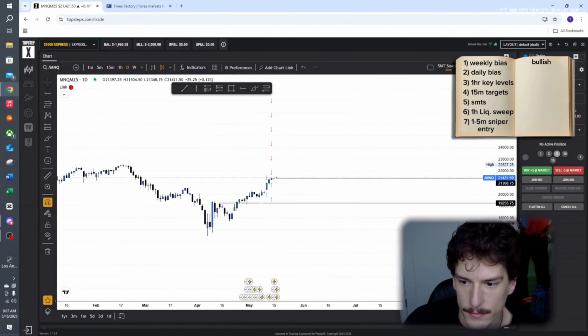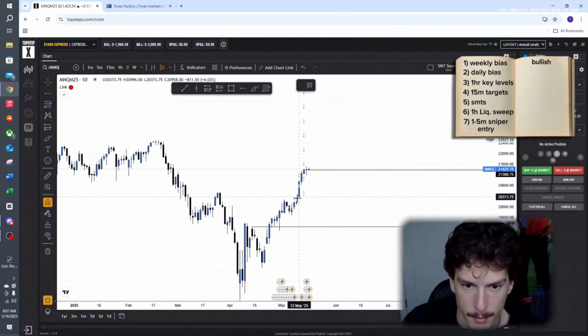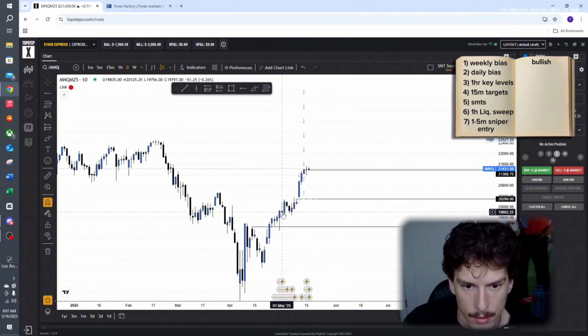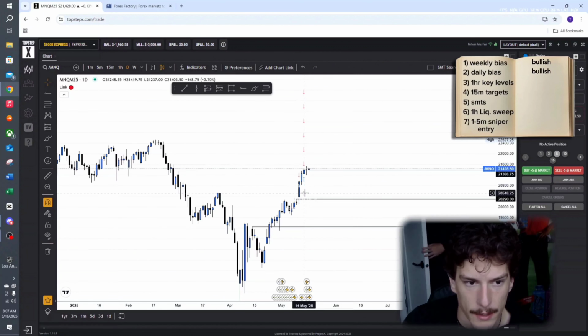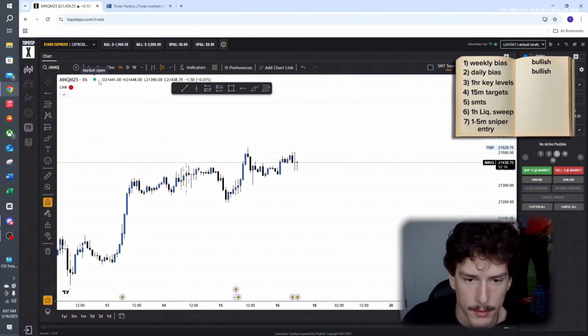Daily bias, bullish. We broke this low. We continue our uptrend of lower low, higher high, lower low right here, higher high, higher low, higher high, higher low. So that's my weekly bias and my daily bias. We're both bullish. Next thing, 1 hour key levels.